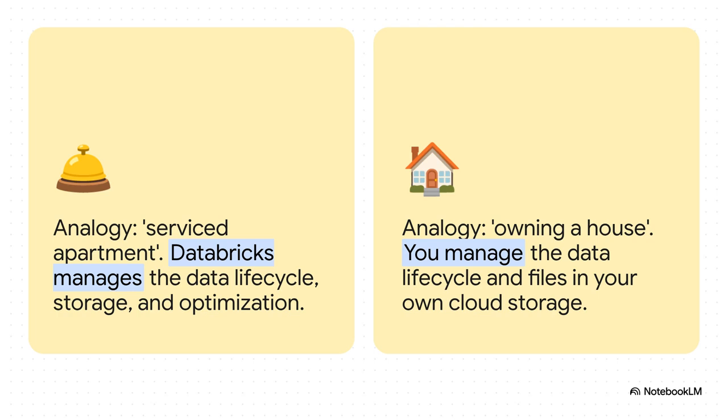Now, an external table is more like owning your own house. You're in charge. The data lives in your own cloud storage. You manage it. Unity Catalog just acts as the security guard, controlling who gets in, but it never touches the files themselves. This is way faster if you just want to register existing data without moving it. So, what'll it be? The all-inclusive convenience of the service department or the full control of owning the house? Your answer right here shapes your entire migration path.